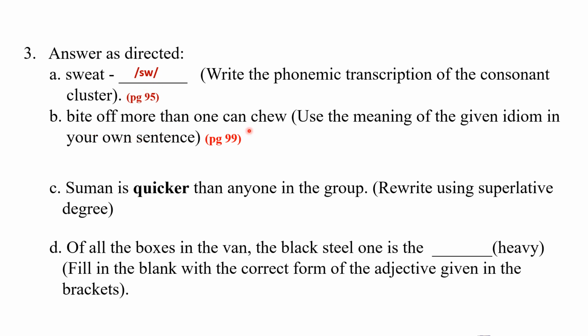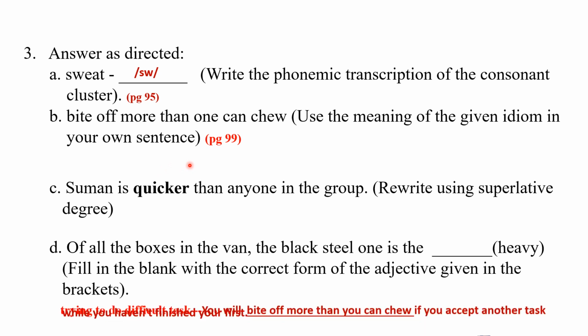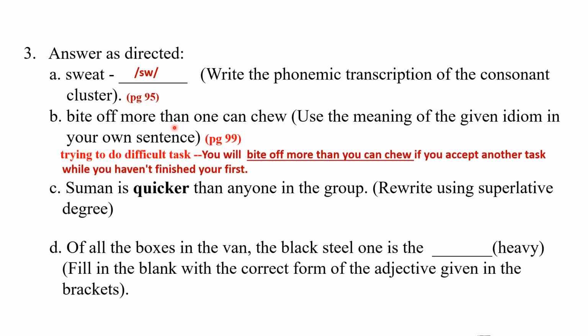Bite off more than one can chew. Use the meaning of the given idiom in your own sentence. Idioms. And the answer is, bite off more than one can chew means trying to do something which is very, very difficult. And the sentence, you will bite off more than you can chew if you accept another task while you haven't finished your first one. So you are trying to do something which is difficult.